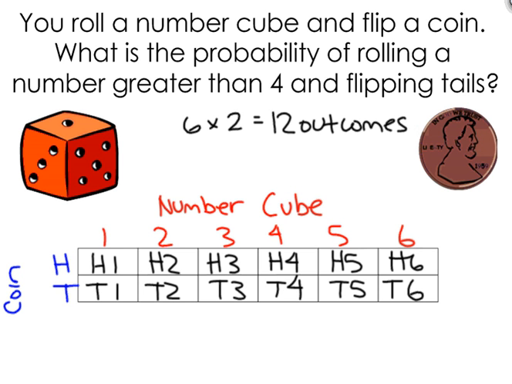Okay, so I'm going to circle everything that is a tail that's also greater than 4. So tails is the second row here. So tails 6 would work, tails 5 would work, but it says greater than a 4, so tails 4 would not work. So that shows that there are 2 out of 12 possible outcomes, which would simplify down to 1 out of 6. So the final probability would be 1 out of 6.